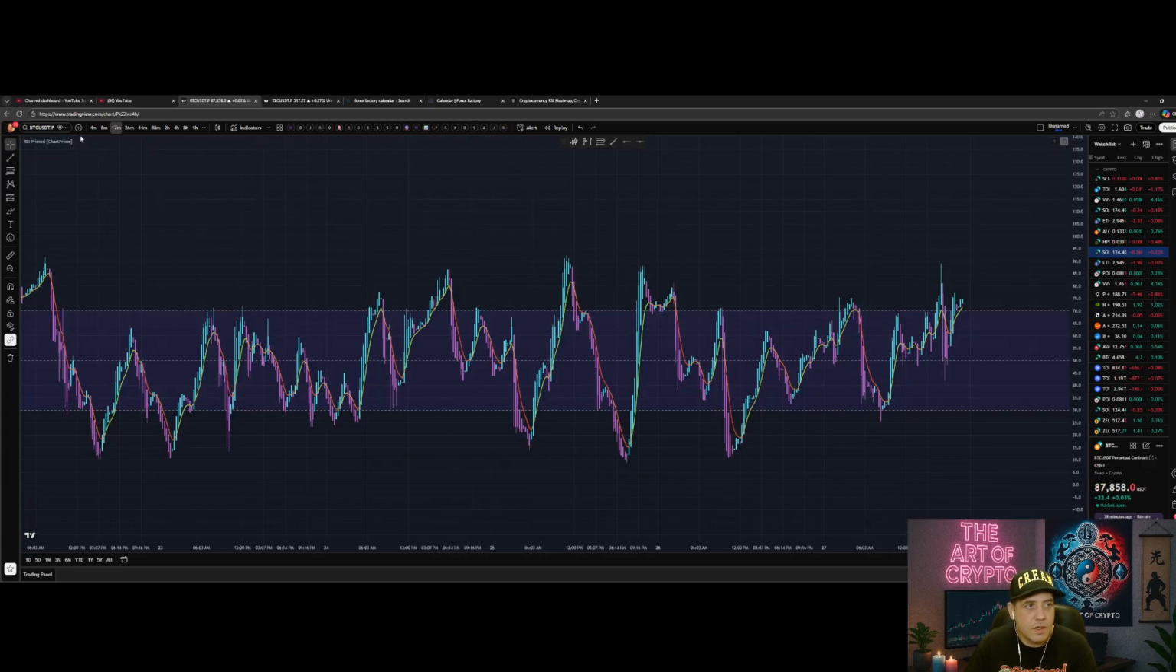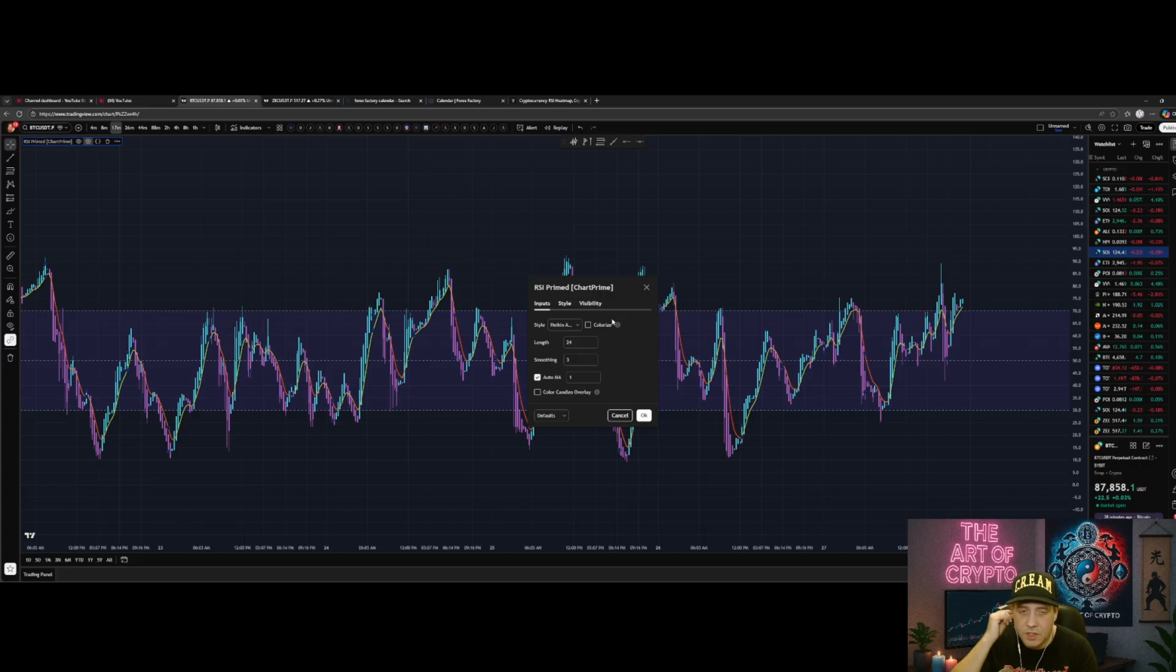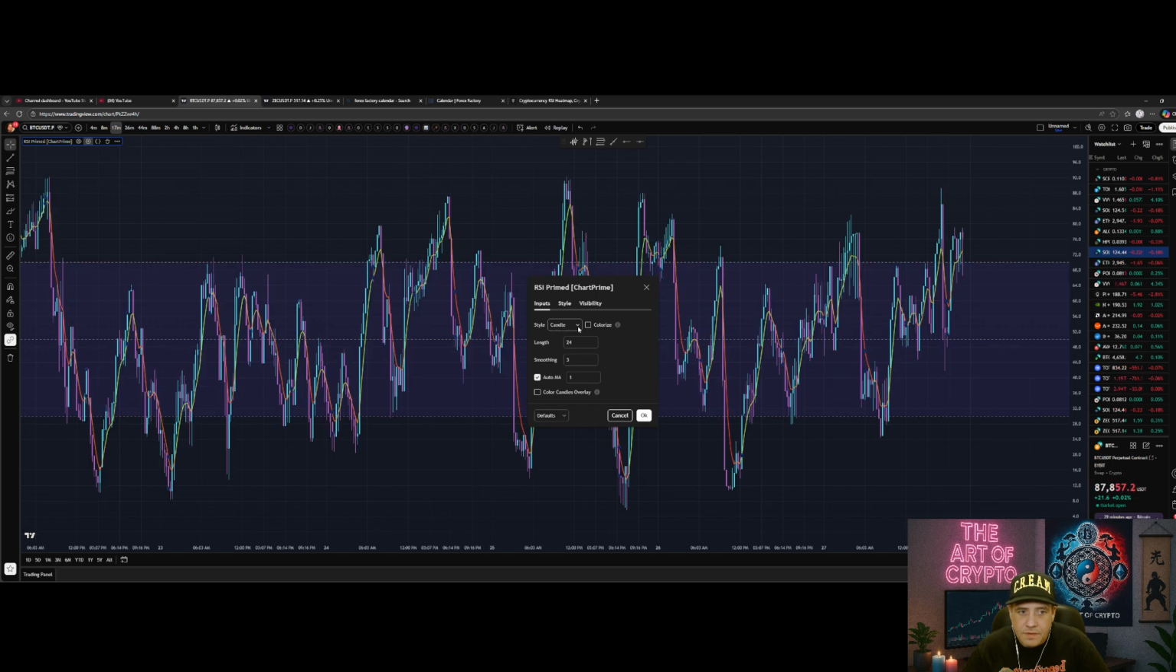Let's go. So on the settings, you just search Primed RSI or RSI Primed, and it's free. It's Chartprime, and it'll show up there. So I like Heikin Ashi turned on, because it just takes an average of the last however many candles and smooths them out. You can have normal candles too. Then it shows the wicks and the candle prints.